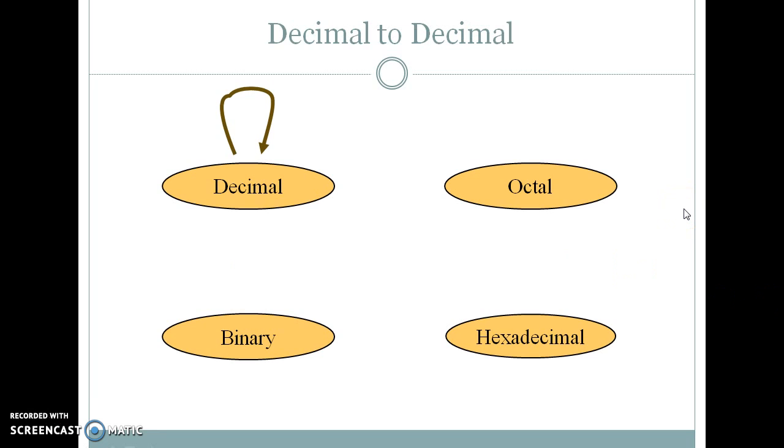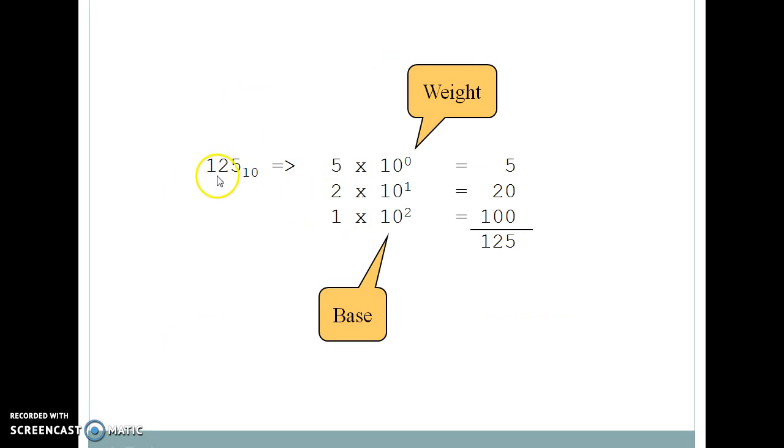So we are going to start with the conversions. Let's start with the first type of conversion, that is decimal to decimal, which in fact there is no need for. But how to convert the decimal number system to the decimal? Let's study that. For example, the decimal number is 125. The base is 10 because the decimal number system has base 10.